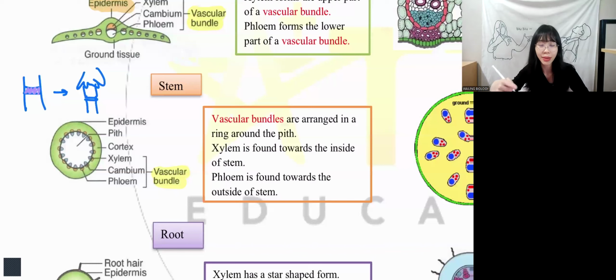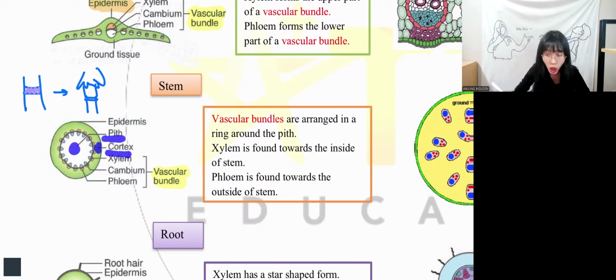There is still xylem inside, but the plant will die because there are no organic substances. So there's a difference between xylem and phloem in the sequence of it. Inside is xylem, outside is phloem. The white color part is called pith. The green color part is called cortex.